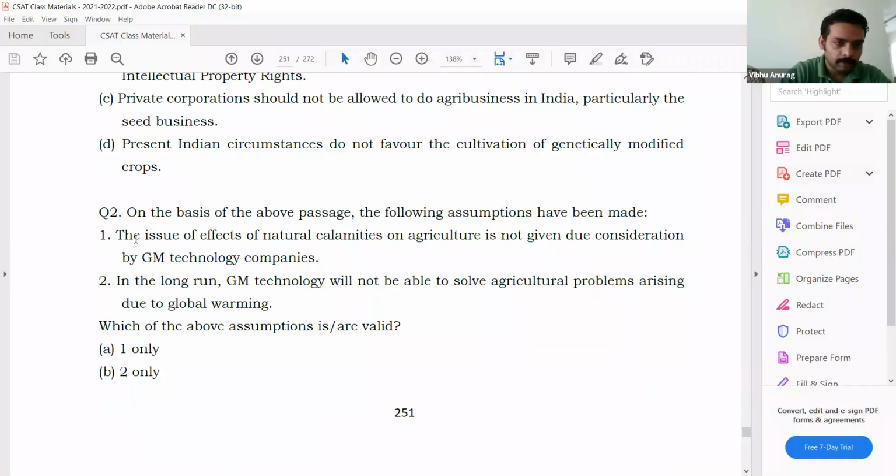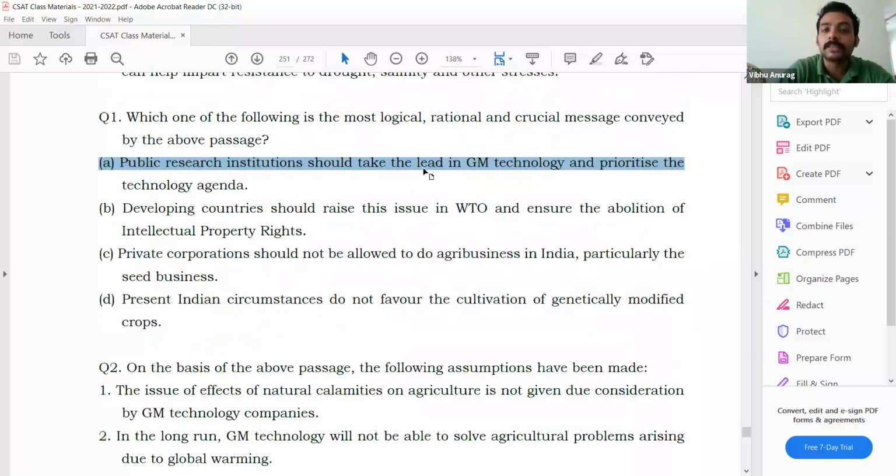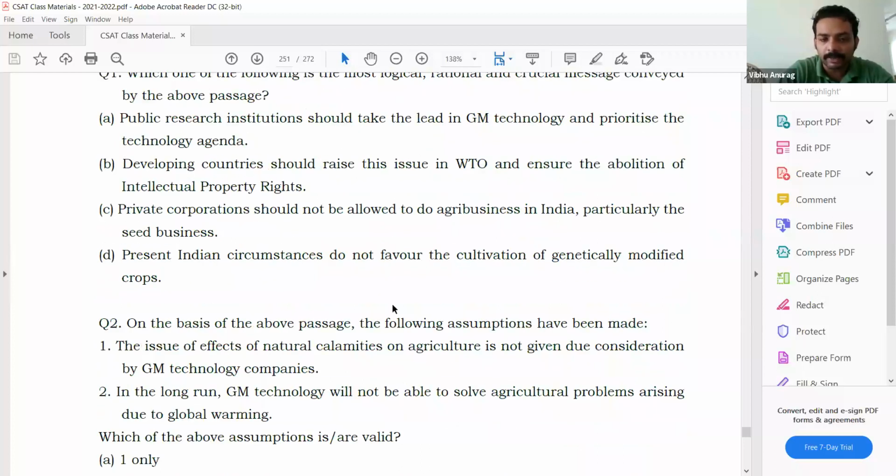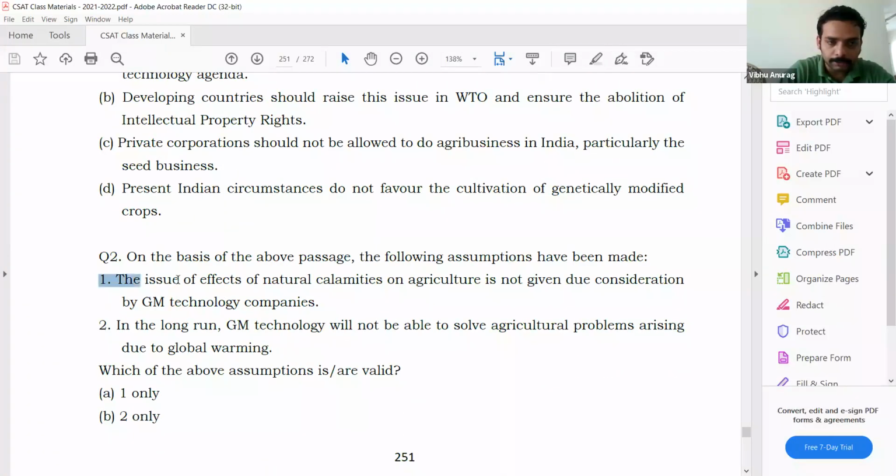Number 1, the issue of effects of natural calamities on agriculture is not given due consideration by GM technology companies. The author believes that the companies are just focusing on pest resistant and herbicide resistant crops, which give them profit in the short run. That's why he's giving the suggestion that the NFC should prioritize incorporating genes that give resistance to drought, salinity, and other stresses, because he believes it's not being done by the private companies. So the first assumption is valid.